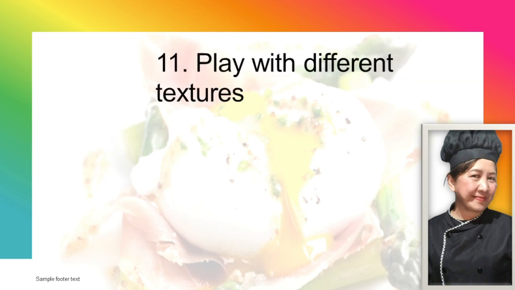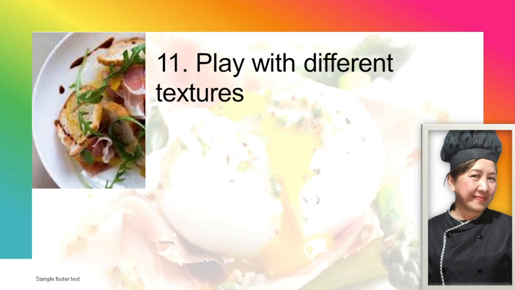Number 11. Play with different textures. Creating a texture contrast is a good way to draw the eye. Too many soft or crunchy foods on a plate are unappealing, but a combination of both is delicious. Different textures harmonize to create a pleasing dining experience. Leaving one of the elements out would result in a less appealing dish. To quickly add some crunch to a dish, try topping it with some crushed roasted walnuts and almonds.